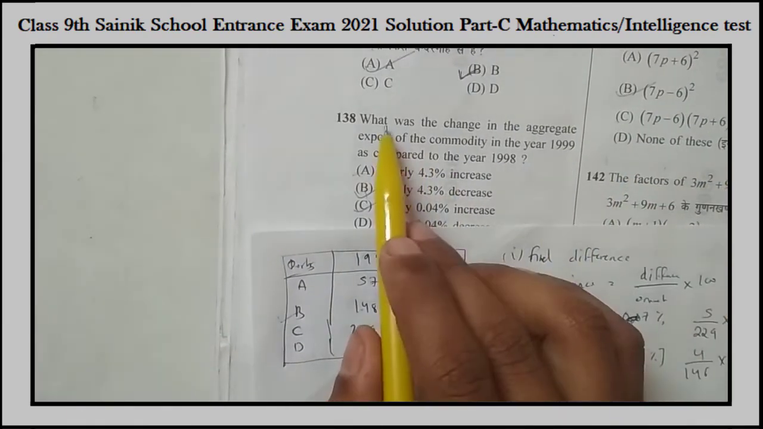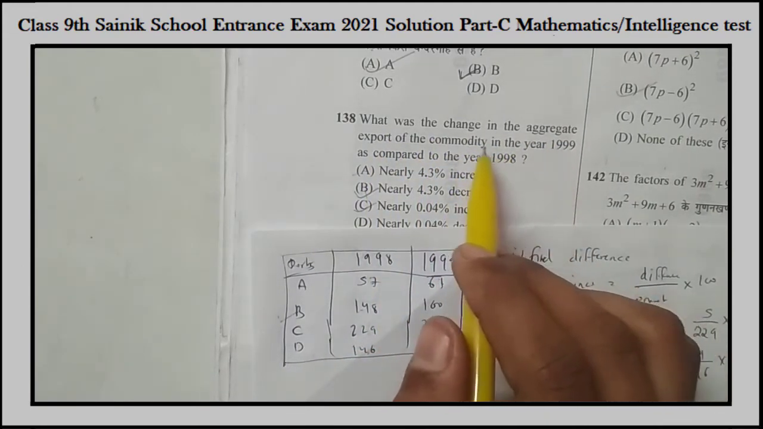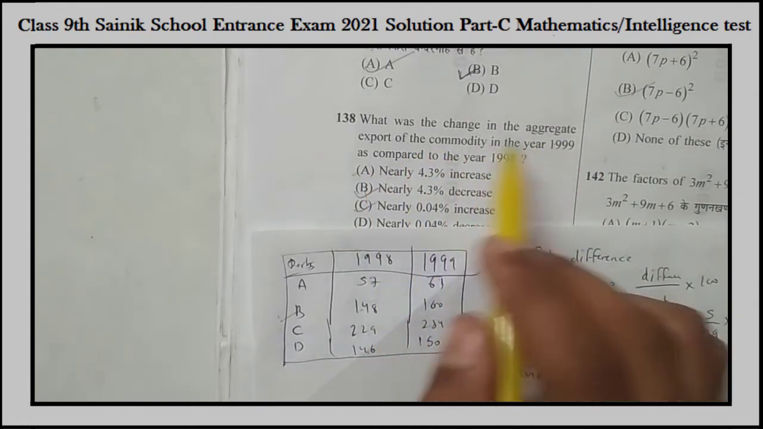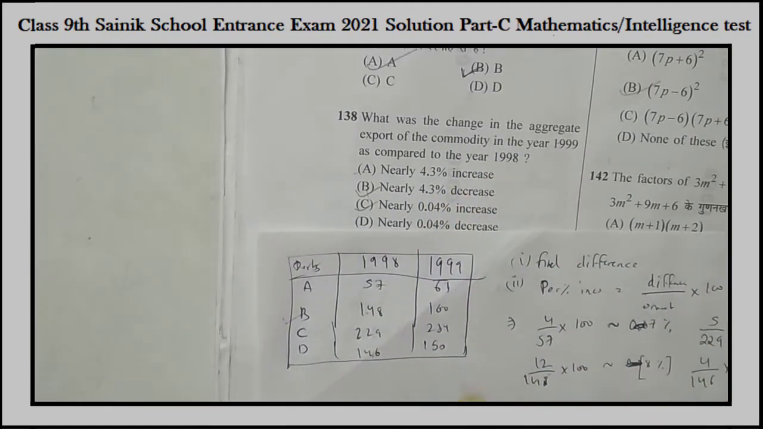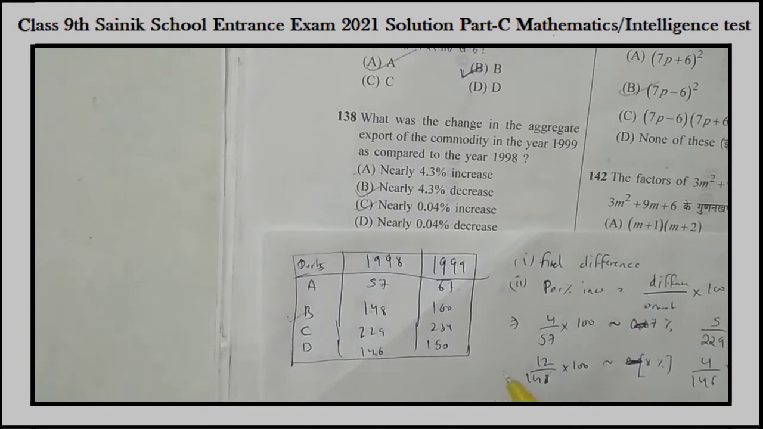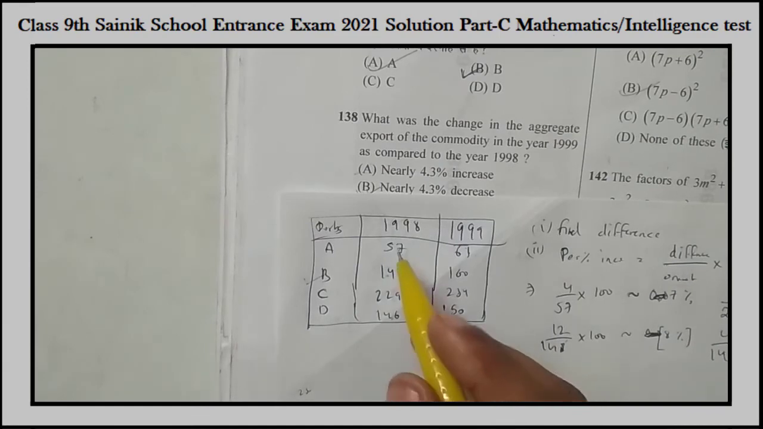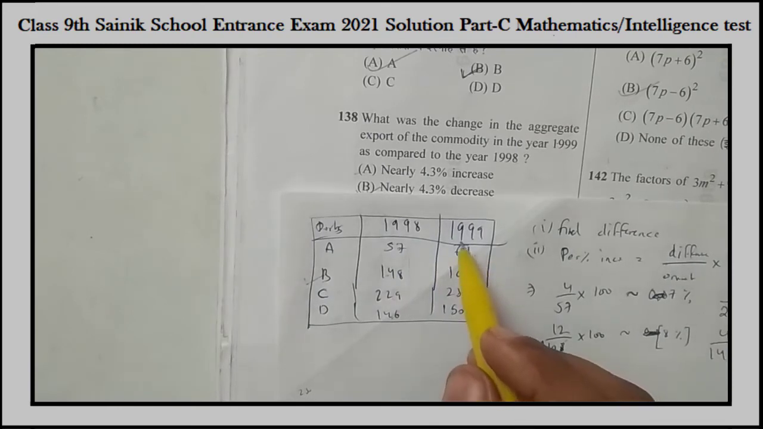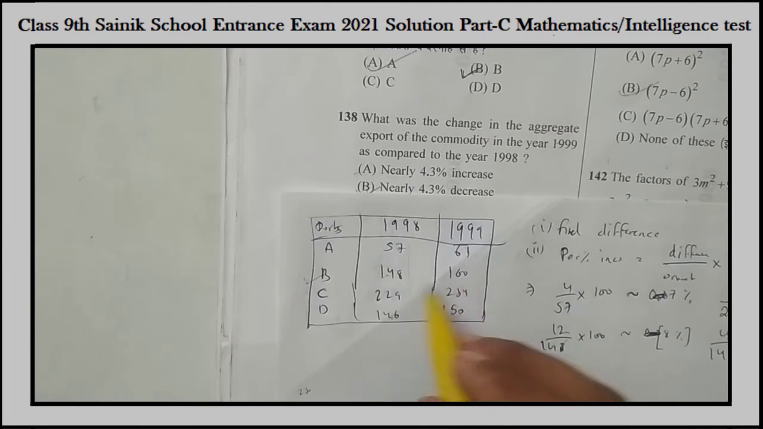Second one: what was the change in the aggregate export of the commodity in the year 1999 as compared to the year 1998? It is asking the aggregate change in percentage. So what we have to find is the overall increase. How can we find the overall increase? We must find the overall export in 1998 and in 1999, then find the difference of these values and calculate the percentage increase.